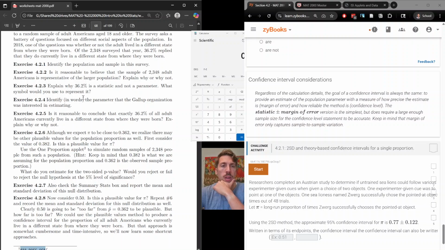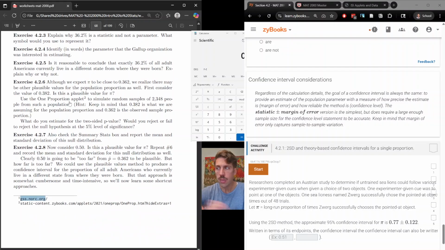Okay. So explain why 36.2% is a statistic and not a parameter. What symbol would you use to represent it? This is a review of what statistics are, what parameters are, and what symbols we use. All right, now number 4, identify in words the parameter that the Gallup organization was interested in estimating. So what is the proportion of, and so on.